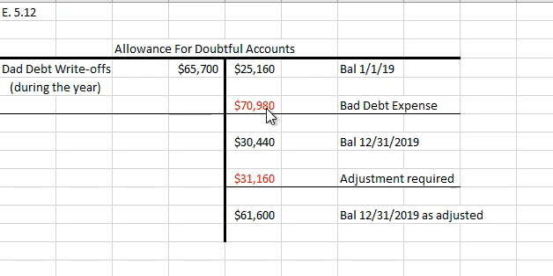This is how this problem gets a little confusing. We're doing this journal entry on 12/31/2019. So for 70,980, what we're doing is writing off our bad debt that we are estimating that we will have. Okay. So if you just stop right here at the 30,440, the problem is fairly straightforward. We understand that we had to make an adjustment at the end of the year for our bad debt expense that we think we're going to have, right?